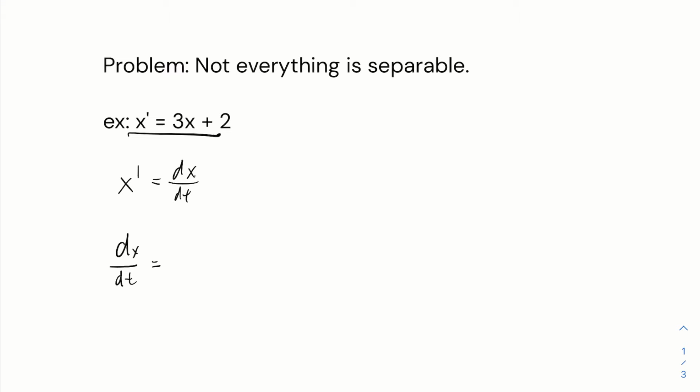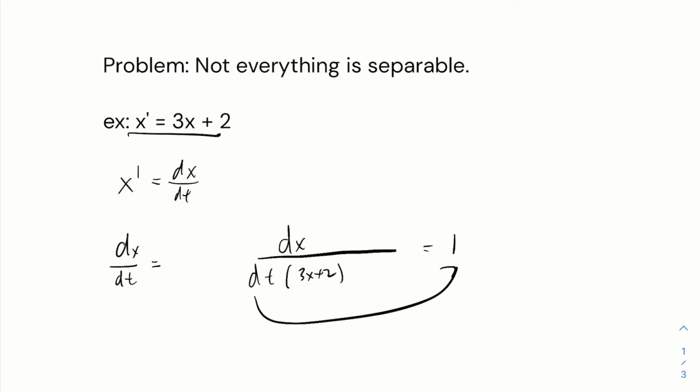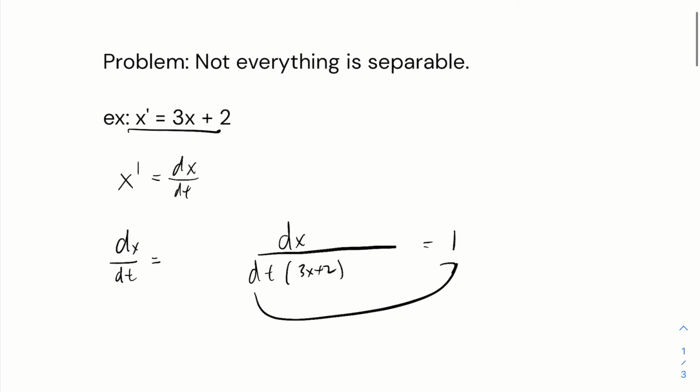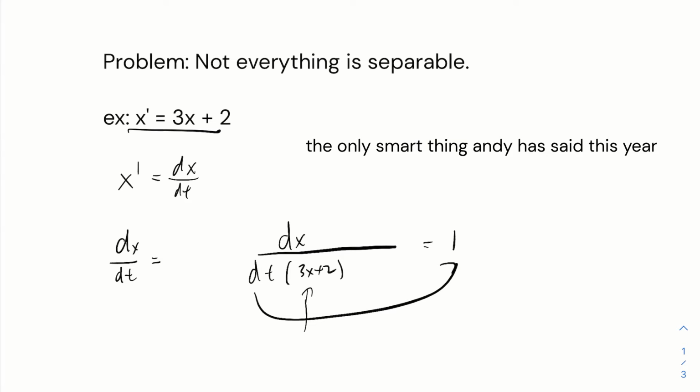You could divide everything by 3x plus 2, so you get dx over dt times 1 over 3x plus 2 equals 1, and then you can multiply that over and integrate, and that works, but I don't really want to deal with this. You could technically do it that way, but I don't want to integrate that thing. It's probably really trivial, I think it's literally just logarithmic, but whatever, we're going to start off on training wheels here.